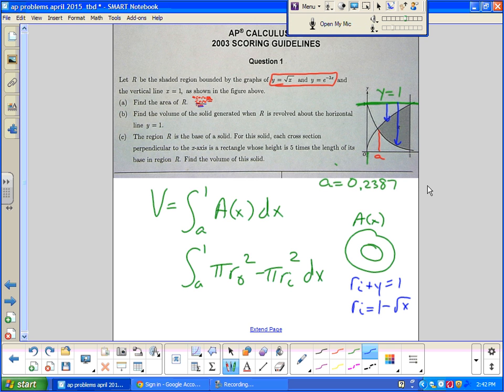Once I've set this for ri, I can write ro. If you're getting this without this amount of work, fine. But this is just, again, what I've learned with time with students is a lot of times we don't see the right ro and ri's.